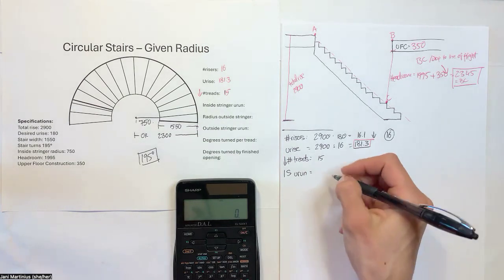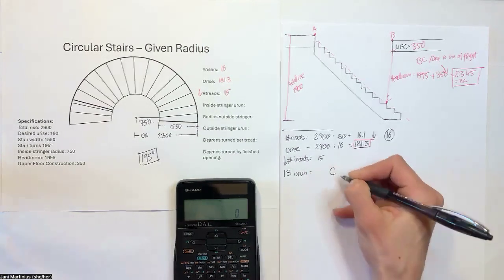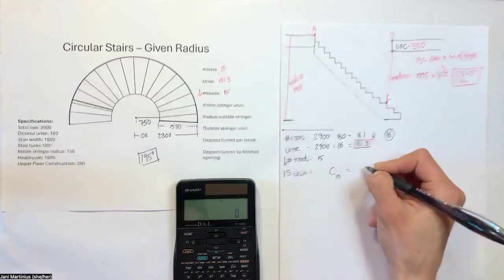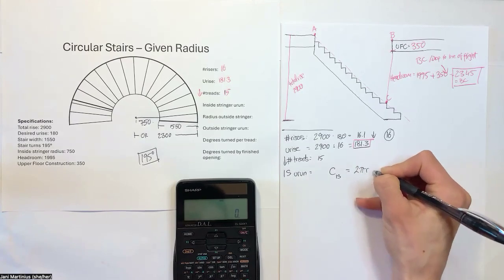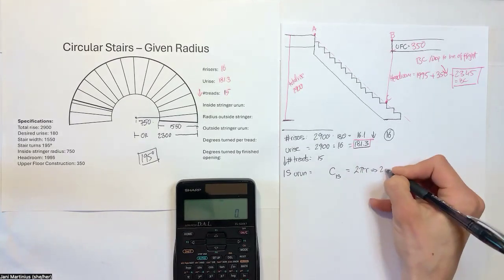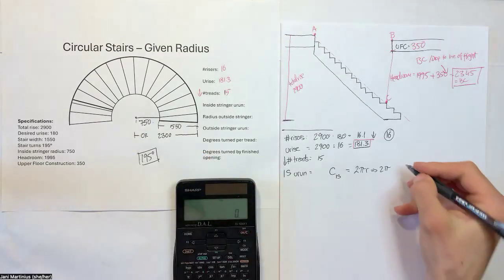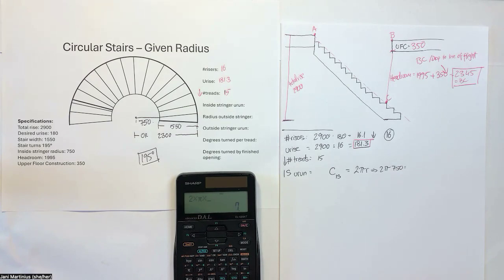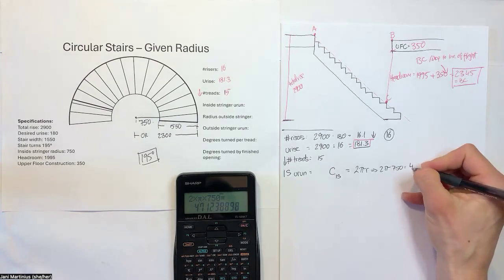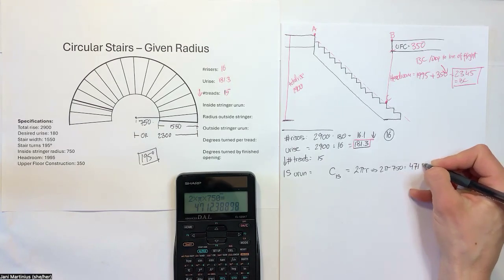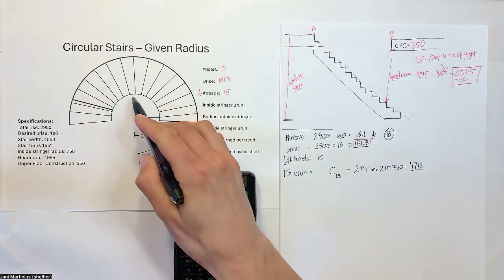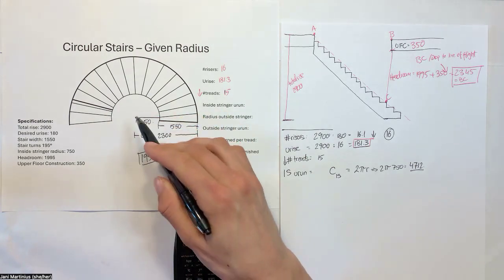Okay, so first, circumference of the inside stringer. As always, it's 2 pi r, and r is our 750. Pop that into the calculator: 2 times pi times 750 is 4712. We'll just keep it there. Perfect. So that is the circumference of the entire little circle, right?